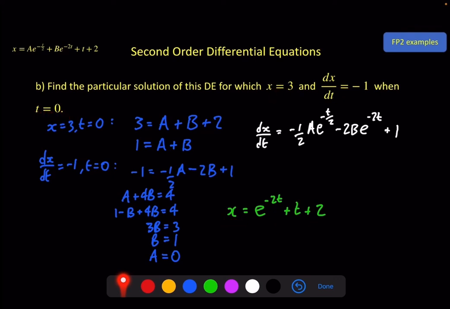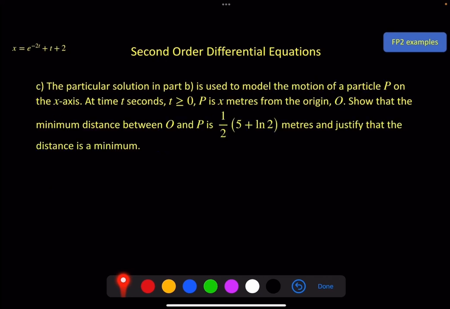The third and final part of this question is quite wordy. So it says the particular solution in part B, that's the one we just found, is used to model the motion of a particle p on the x-axis. At time t seconds, where t is always greater than or equal to 0, p is x meters from the origin O. Show that the minimum distance between O and p is this many meters, and justify that the distance is a minimum.